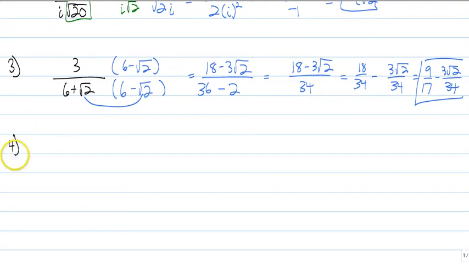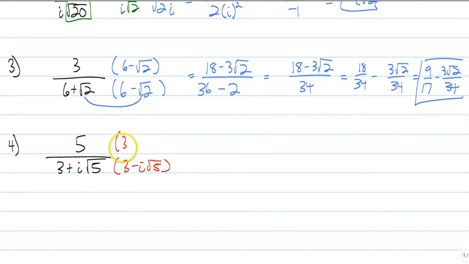Okay, 4, this is just a review. 4 actually is a review from yesterday, and it incorporates radicals as well. So we have 5 over 3 plus i root 5. Okay, so I look at the bottom, and I don't want radicals or imaginary. So I need to multiply by the conjugate of this, and it's 3 minus i root 5. 3 minus i root 5.